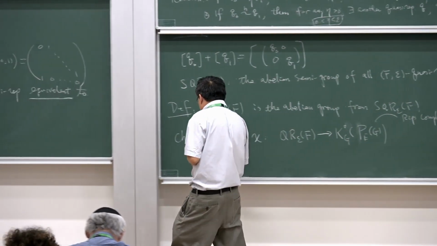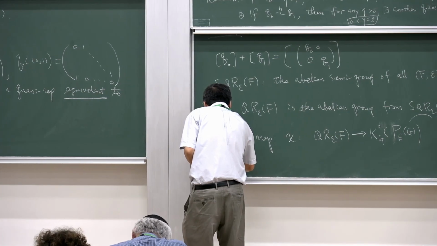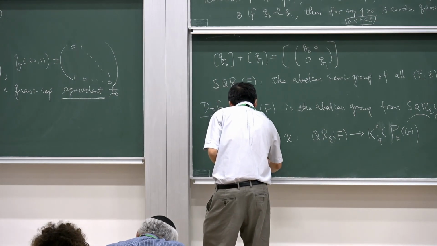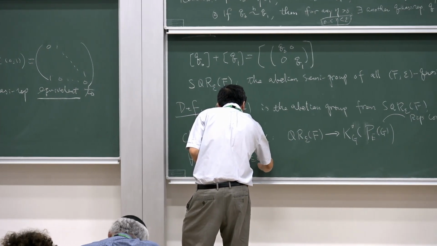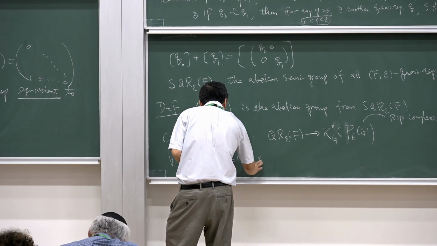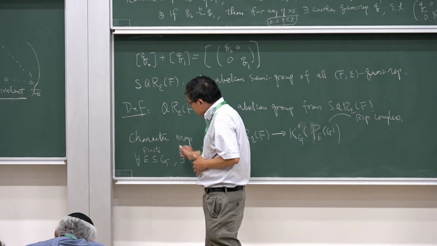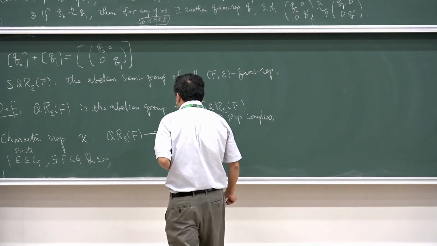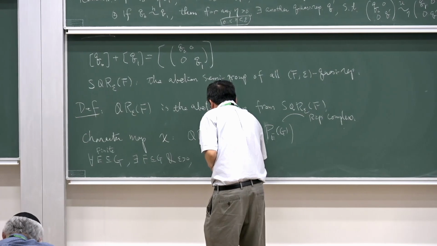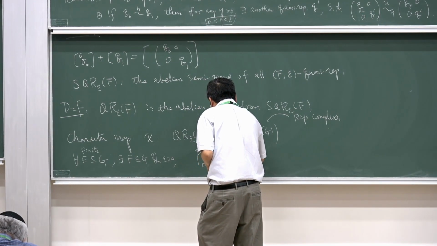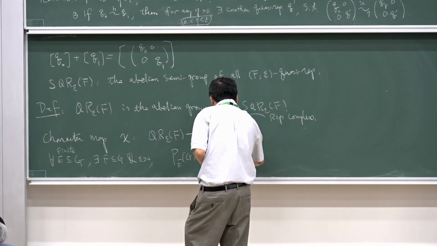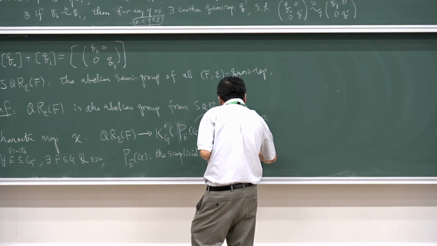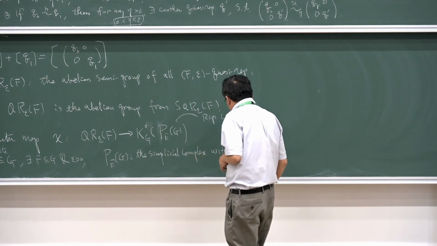To be more rigorous, what is E? E is a finite subset. There exist another finite subset F and epsilon; F and epsilon depend on E, and the size of F is roughly the same as the size of E. So what is the Lipschitz complex? This is just the simplicial complex with all the group elements as its vertices.